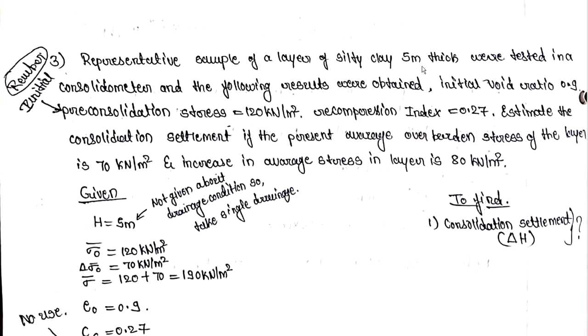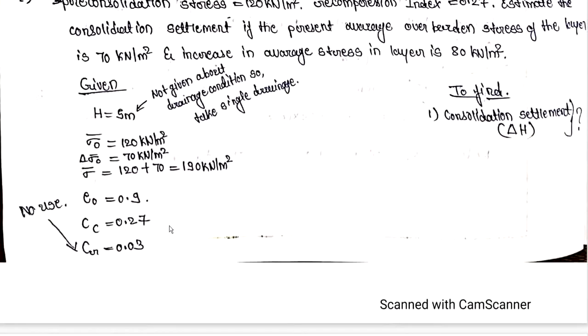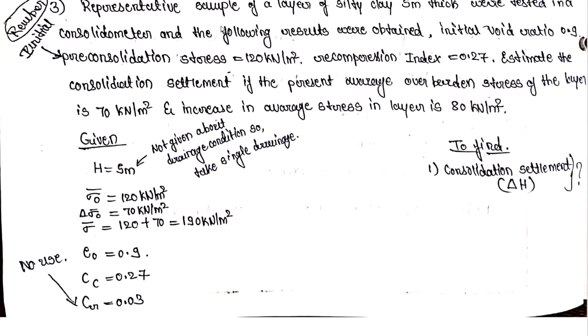So first of all, they said that it is a 5 meter thick clay, so H is equal to 5 meter. Initial means sigma naught dash, which is 120 kilonewton per meter square. The recompression index is 0.27, that is Cc is equal to 0.27. Estimate the consolidation settlement if the present average overburden stress of the layer is 70 kilonewton per meter square. So the present overburden pressure is 70 kilonewton per meter square.